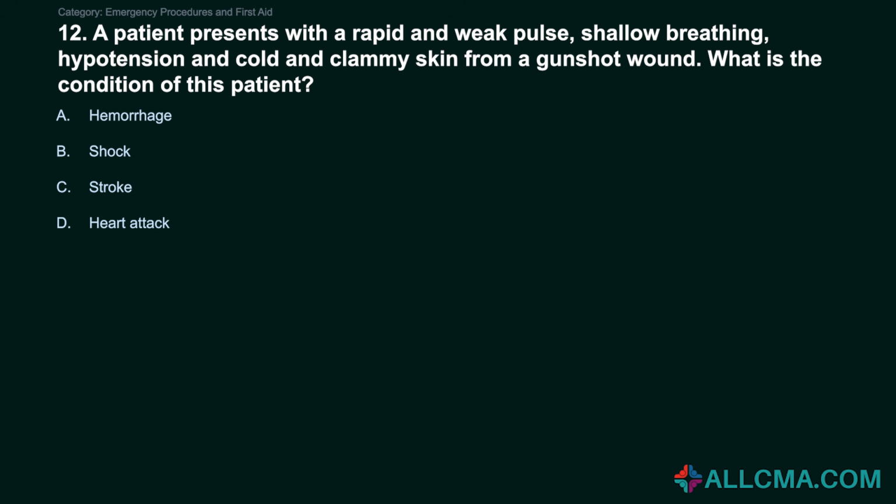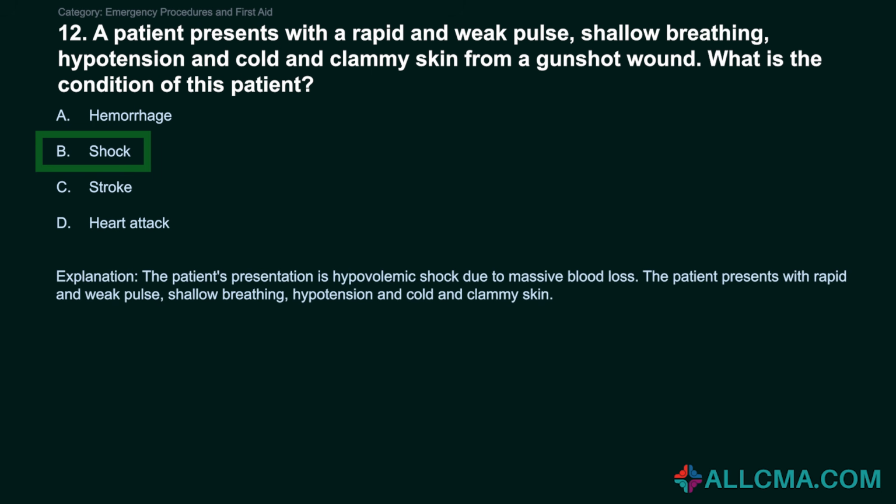12. A patient presents with a rapid and weak pulse, shallow breathing, hypotension, and cold and clammy skin from a gunshot wound. What is the condition of this patient? A. Hemorrhage. B. Shock. C. Stroke. D. Heart attack. Correct answer: B. Shock. The patient's presentation is hypovolemic shock due to massive blood loss. The patient presents with rapid and weak pulse, shallow breathing, hypotension, and cold and clammy skin.